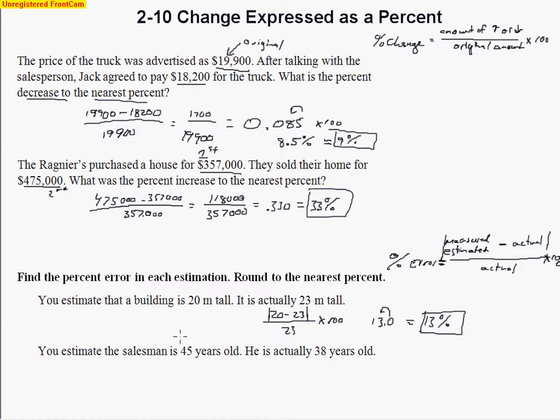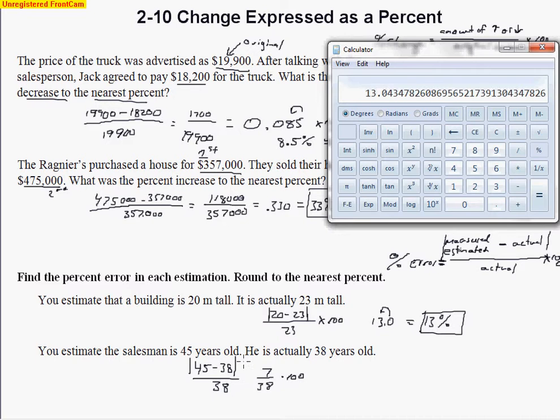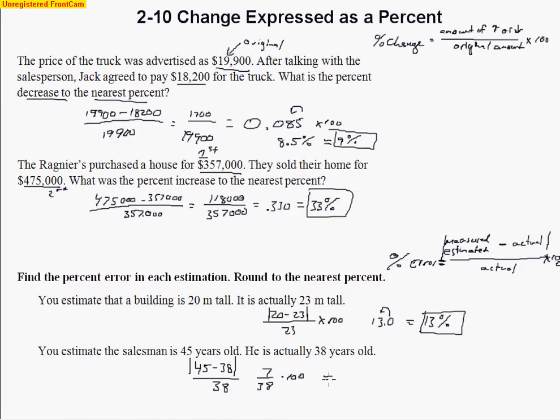Here you estimate the salesman's 45 years old, but he's actually only 38. So we're going to take the difference of those two numbers, divide by the actual age, and when we do that difference, that makes 7 over 38, and then we're going to take that answer and multiply it by 100 to come up with the percent. So we'll plug those numbers in the calculator, and we'll do 7 divided by 38, multiply that by 100, and it gives us 18.4. Still not enough to round up, so we're just going to say that's about 18%.